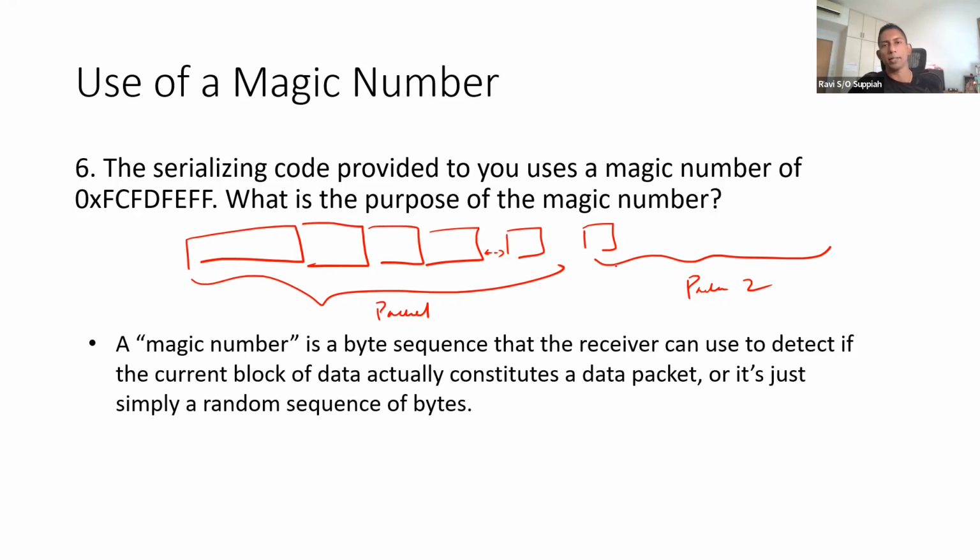But the important thing is, how do I know whether the incoming data is the start of a new data packet, or is it part of the previous data packet? If there is a gap over here, how do I know?